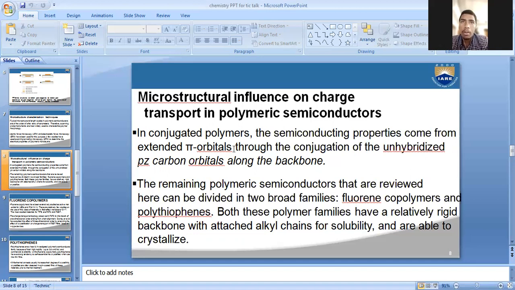In conjugated polymers, the semiconducting properties come from extended pi bonds, from the conjugation of the unhybridized p-z carbon orbitals along the backbone. Next point, the polymeric semiconductors that are reviewed here can be divided into two broad families, as I said before: fluorene copolymers and polythiophenes. Both these polymer families have a relatively rigid backbone with attached alkyl chains for solubility and are able to crystallize. We will move on to the next slide.